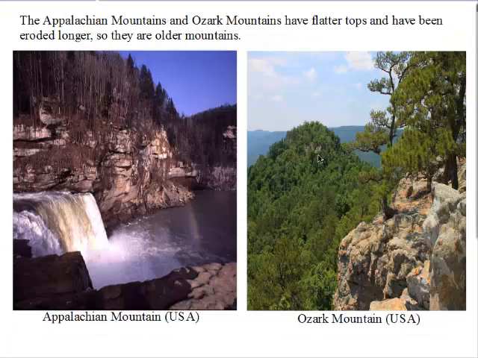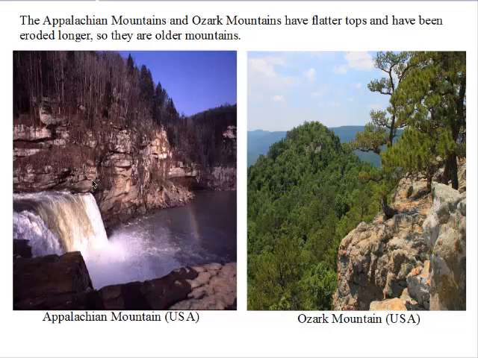Now, when we compare these mountains to these mountains, that is the Appalachian and the Ozark Mountains, all in the United States, you can see the difference. The Appalachian Mountains and the Ozark Mountains have flatter tops and have been eroded longer. So they are classified as older mountains.